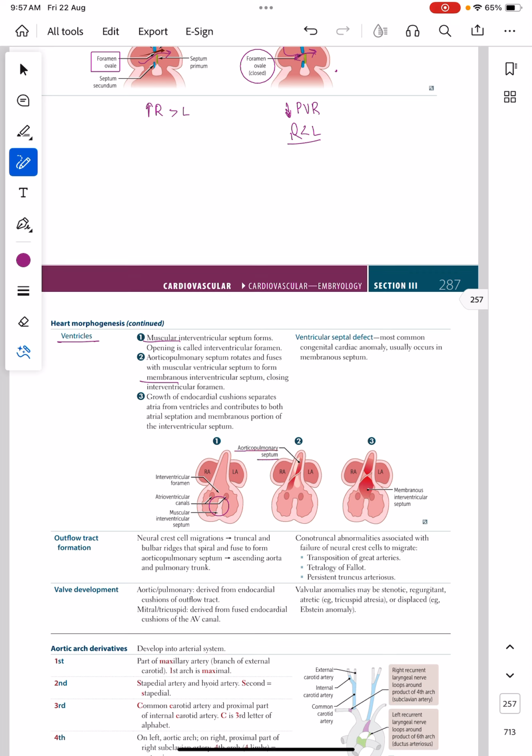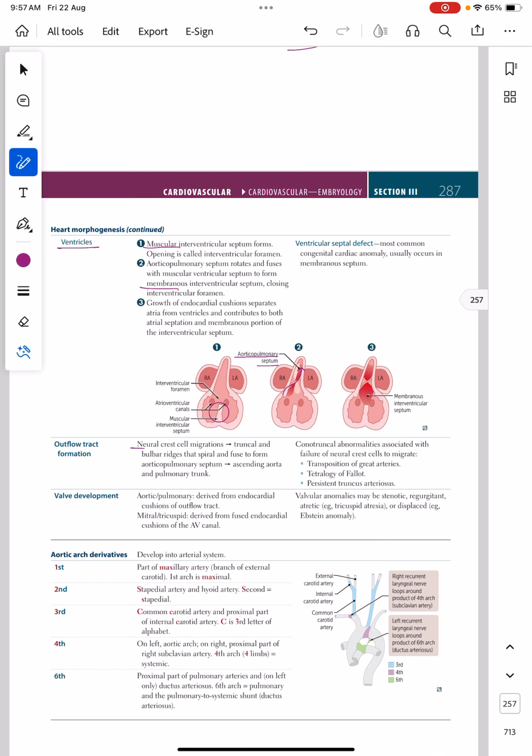It spirals, so it gives rise to the pulmonary trunk on one side and the aorta on the other. And this spiraling is very important, and for this spiraling we need the neural crest cells. If the neural crest cells do not migrate properly, this septum is not formed. So when this septum is not formed properly, it results in conotruncal diseases.